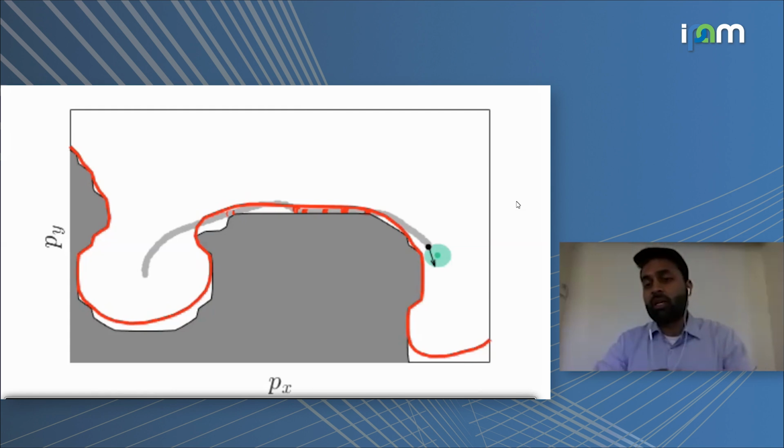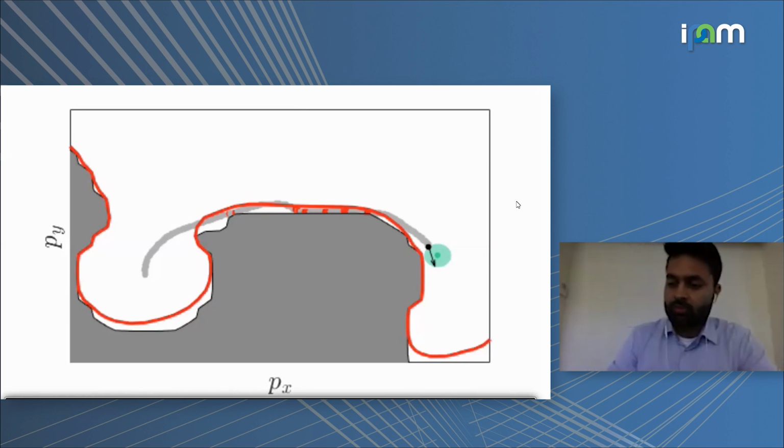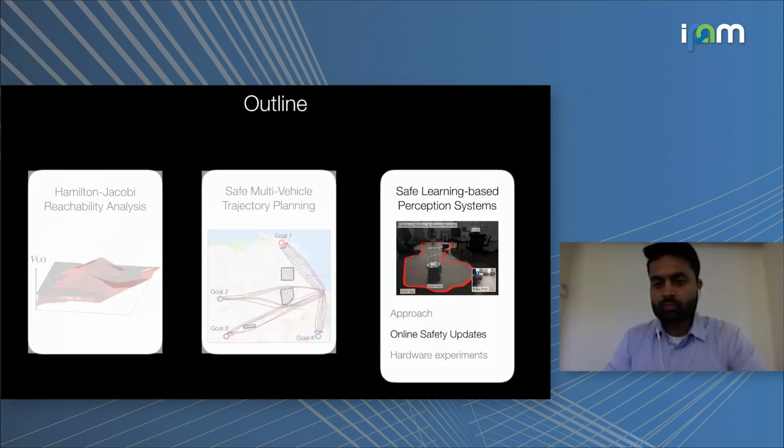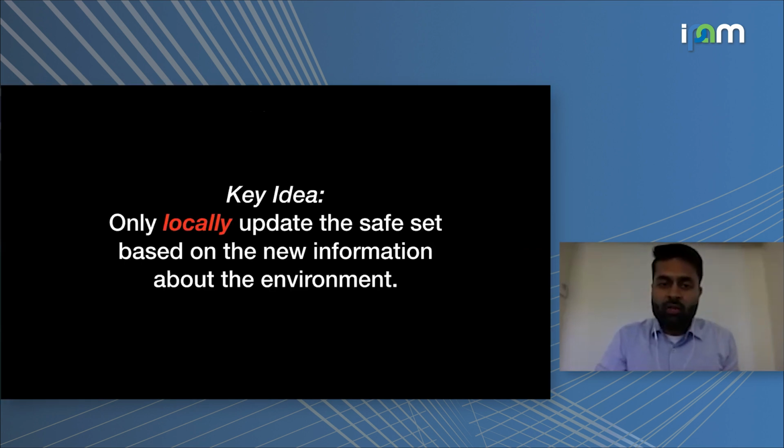Now, this is great, but this framework requires us to compute this backward reachable set in real time. And we all know that's very challenging because of the curse of dimensionality. So let's see how we can potentially overcome that challenge. Our key idea is, rather than trying to compute the backward reachable set from scratch every single time the system encounters new information about the environment, we only locally update the safe set based on the new information.